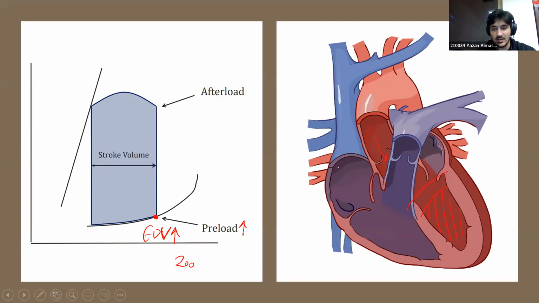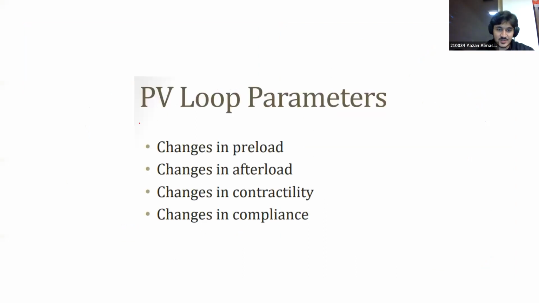So let's say you have, for example, blood going back here in regurgitation. What's going to happen? You're going to have more blood. So whenever you have more blood, in any case, you're going to have increased preload. We're going to talk about different diseases in a bit. So we can have changes in the preload, changes in afterload, changes in contractility and compliance.